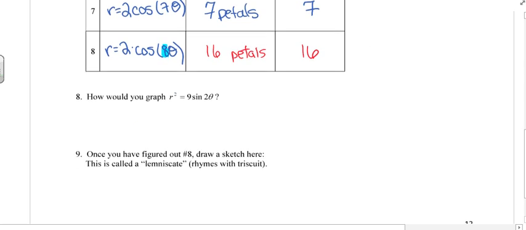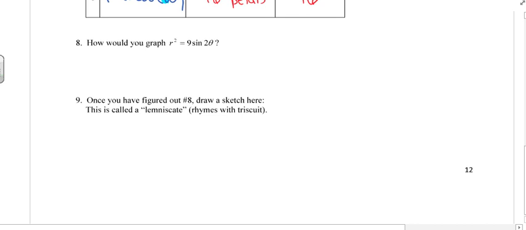All right, there's one last type of graph that I'm going to show you today, and that is the graph of r squared equals 9 times sine of 2 theta. In order to be able to put this into our calculator, we need to solve for r. So I'm going to solve for r by taking the square root of both sides, remembering that when I take the square root of the right side, I have to take both a positive and a negative square root.